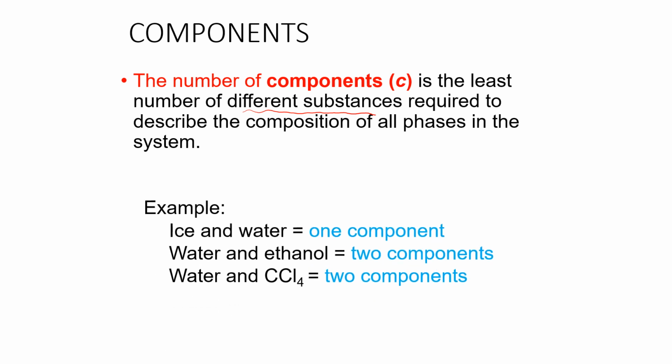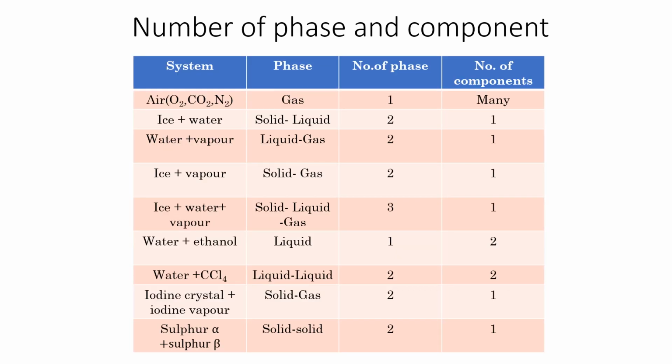So here let's say we have ice and water. Since ice and water is the same substance, we consider this as one component. And water and ethanol are different substances, so we consider this as two components in the system. And let's say we have water and tetrachlorocarbon. These are also considered as two components in the system. So here we have the number of phase and component.